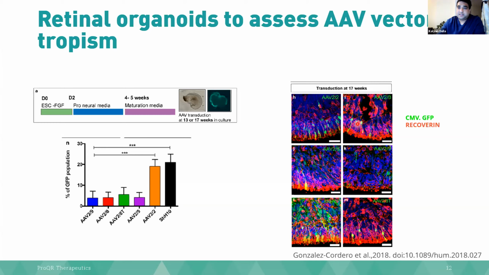The nuclei are in blue. Red is recoverin, a photoreceptor marker, and green is GFP signal coming from the AAV vector. All the serotypes tested were capable of transducing the photoreceptors in vitro. However, AAV serotypes SHH10 and AAV2/2 seem to be the most efficient vectors at transducing photoreceptors.